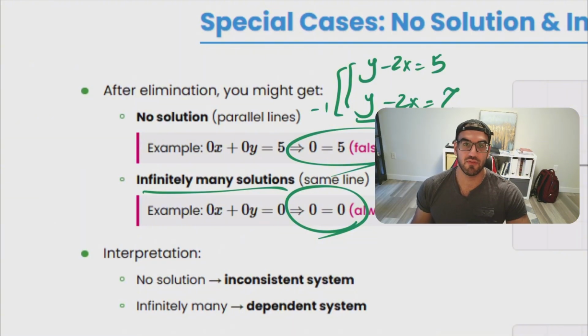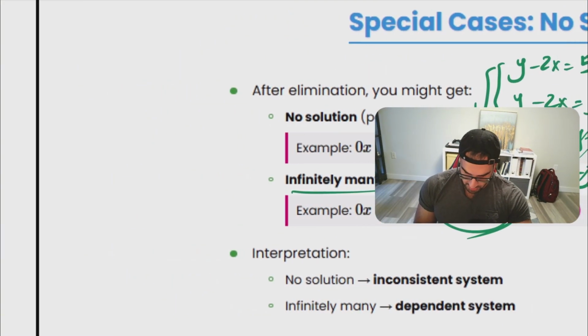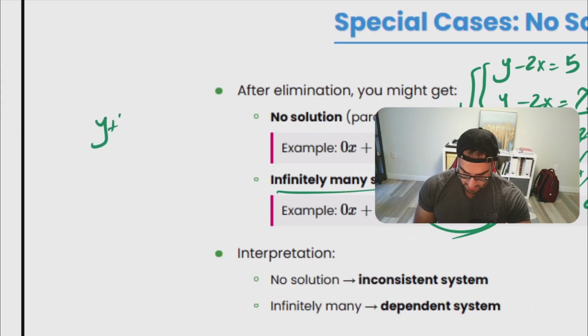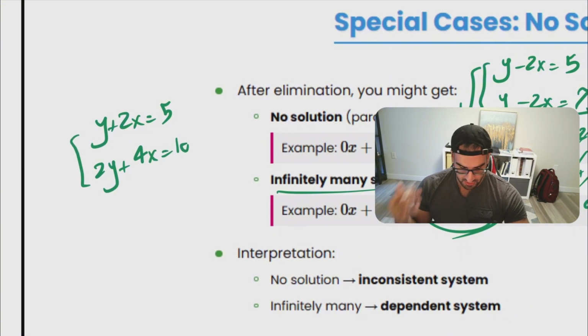So how can we see that? For instance, I have something like this: y plus 2x is equal to 5, and 2y plus 4x is equal to 10. Right now, imagine that I don't know anything about the slopes. I don't want to write it as y equals mx plus b. And even the professor said, okay, prove it to me that this is going to have an unlimited number of answers. How can I do that?